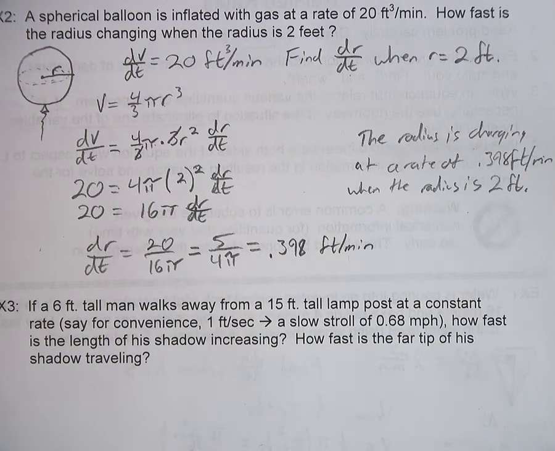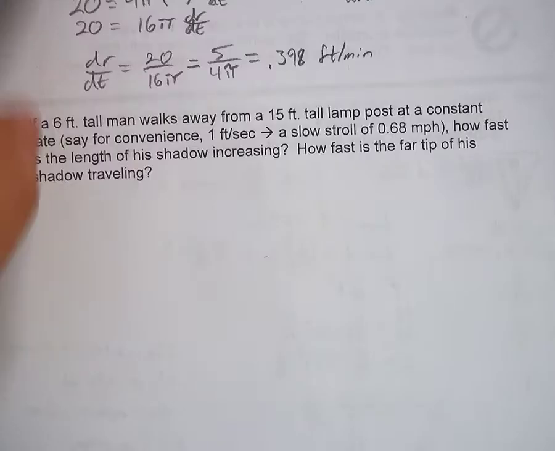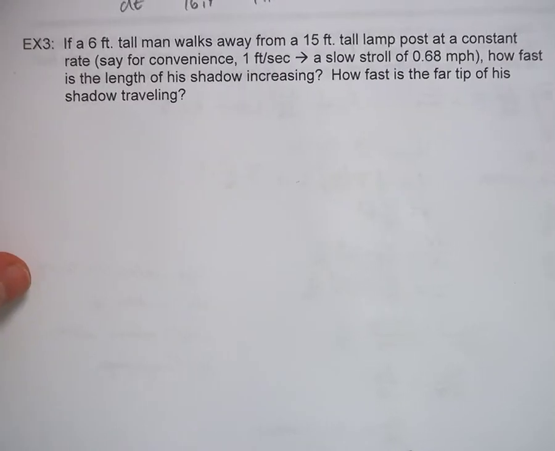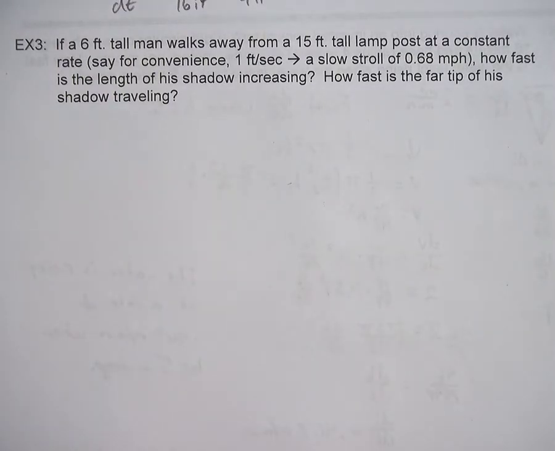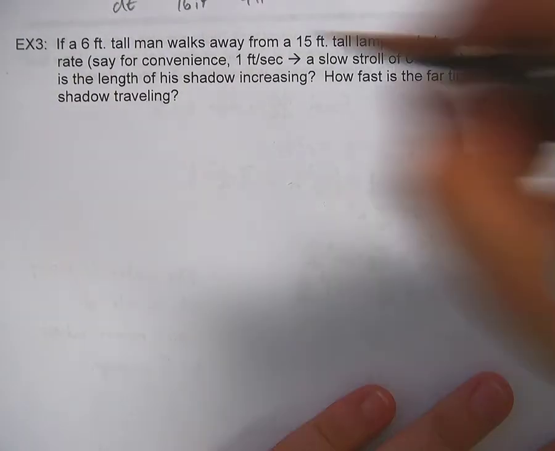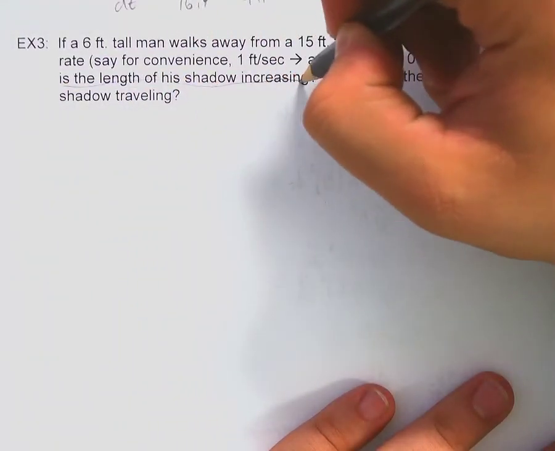Okay? One more. Let's try and get this one done within 5 minutes, although I doubt it. If a 6-foot tall man walks away from a 15-foot tall lamp at a constant rate, say for convenience 1 foot per second, a slow stroll of 0.68 miles per hour, who cares? How fast is the length of the shadow increasing?